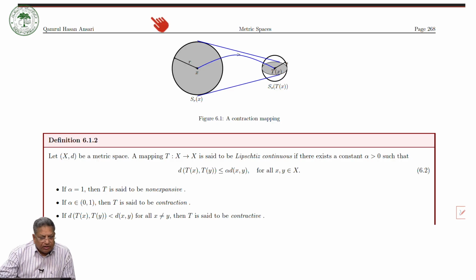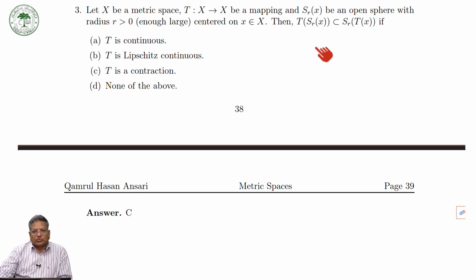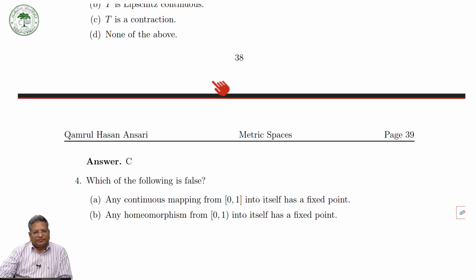Okay, so from here you can see the result: the image of the open ball with center at x and radius epsilon is contained in the open ball with center at Tx and radius epsilon. This is true if T is a contraction, as we have seen right now. So, the answer is C.